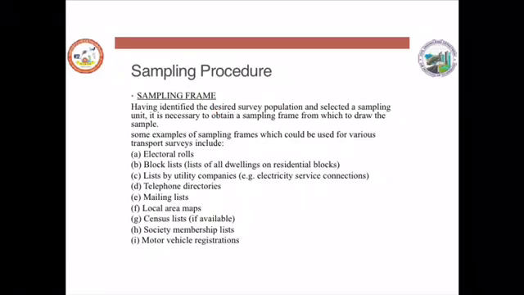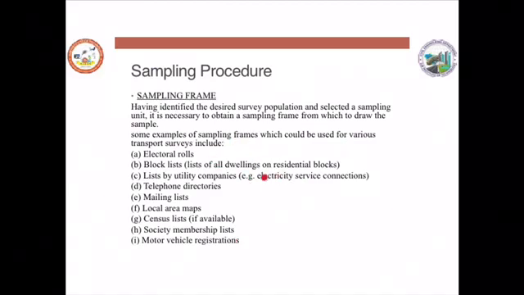It is very much essential for us to obtain the sampling frame from which the samples can be drawn. For example, the samples can be drawn from the electoral roll, the block list, or lists by the utility companies, for example, electricity service connections or telephone directories, the mailing list, local area map, census list, society membership list, or motor vehicle registration.